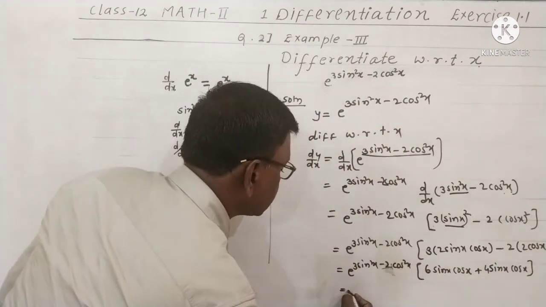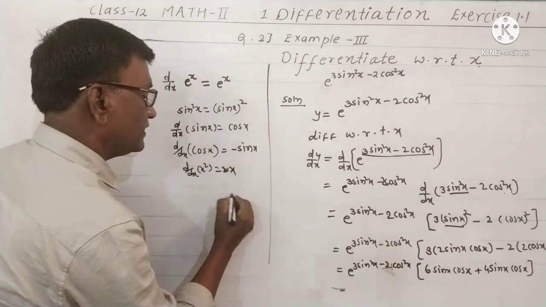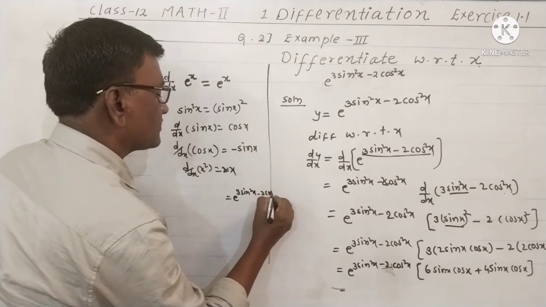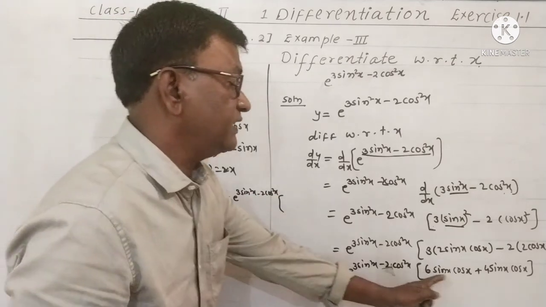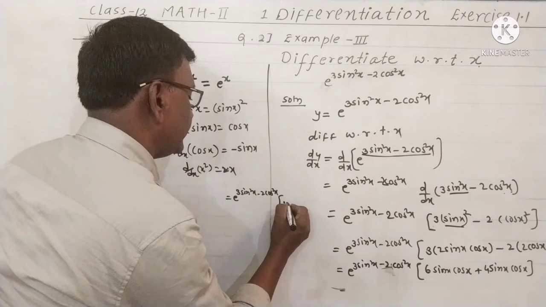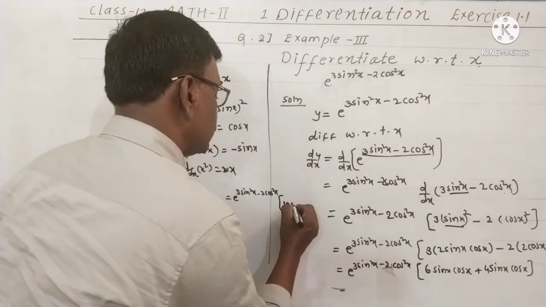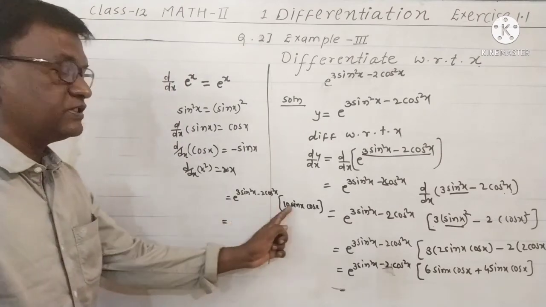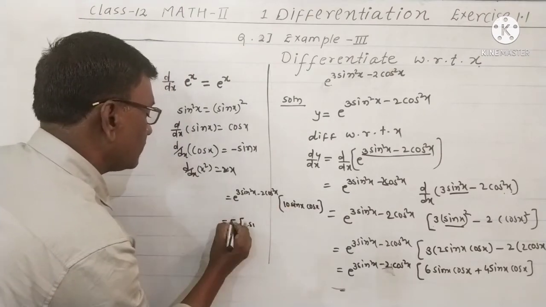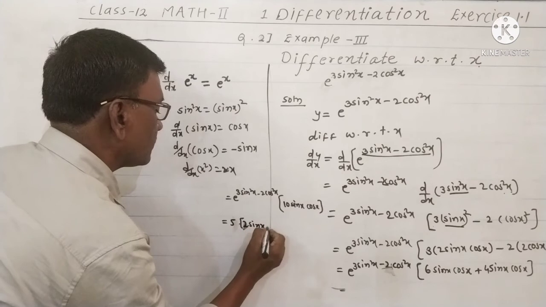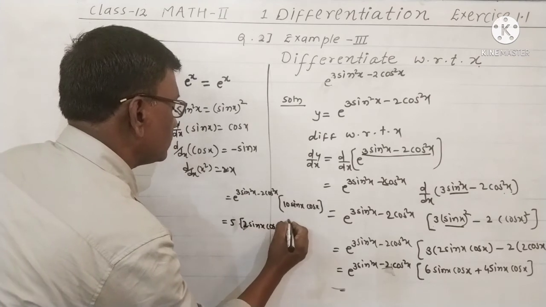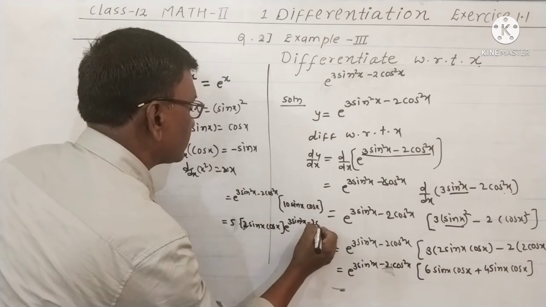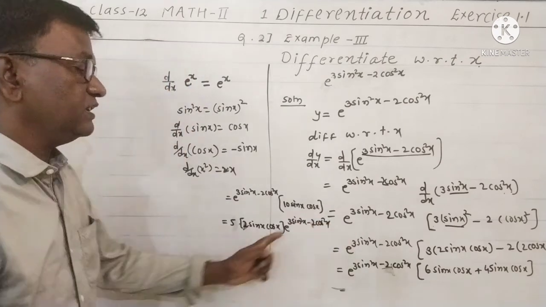So we can write it as e raised to 3 sin square x minus 2 cos square x times 6 sin x cos x plus 4 sin x cos x, which is, adding 6 plus 4, 10 sin x cos x. Again take 2 common from this 10: 5 2s are 10, so 2 sin x cos x times e raised to 3 sin square x minus 2 cos square x. Why am I taking 2 common?